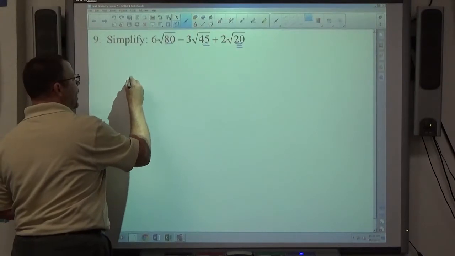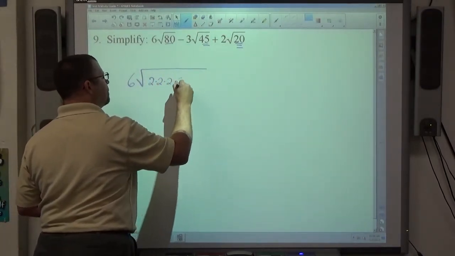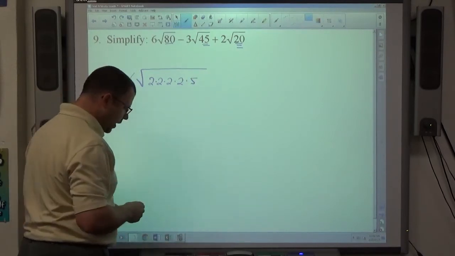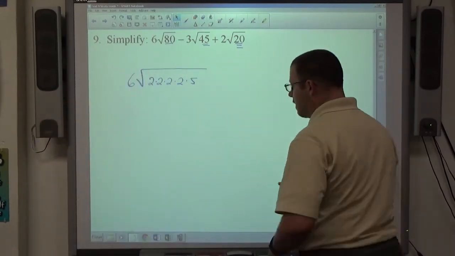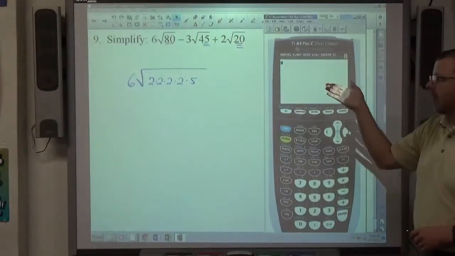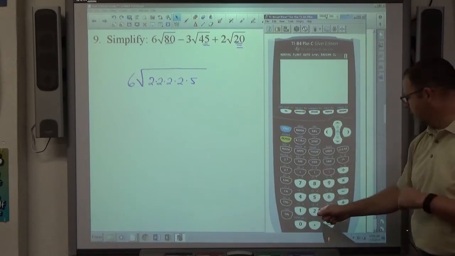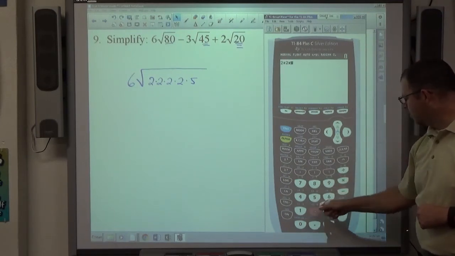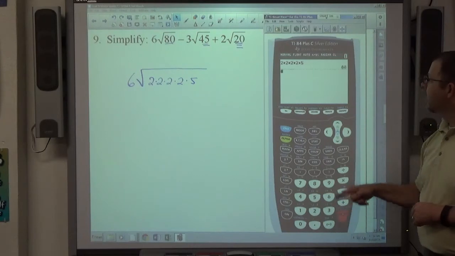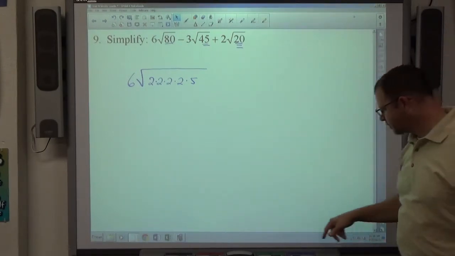So if we start with 80, that is 2 times 2 times 2 times 2 times 5. If you want to be sure that you have a correct factored form for something, it's real easy. First of all, they should all be prime numbers. And you take your calculator, type in exactly what you have written there, 2 times 2 times 2 times 2 times 5. It should equal the number it's supposed to be, which is 80. So that's a good factored form of that.